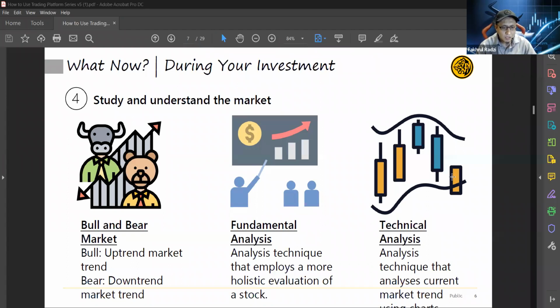Fitri Hashim asks, what is the difference between a broker and a remisier? Same. Broker and remisier or dealer remisier.